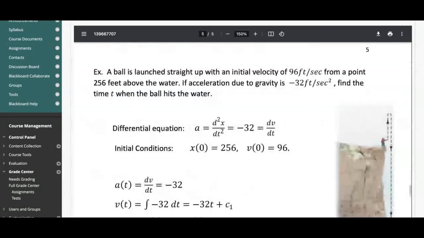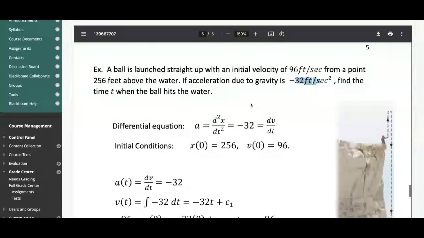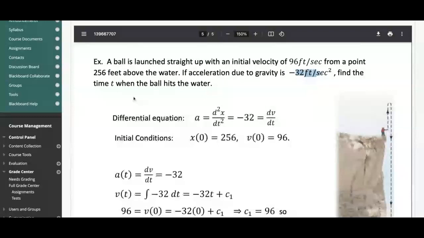Let's see this example. A ball is launched straight up with an initial velocity of 96 feet per second from a point 256 feet above the water. If acceleration due to gravity is negative 32 feet per second squared, we want to find the time t when the ball hits the water.